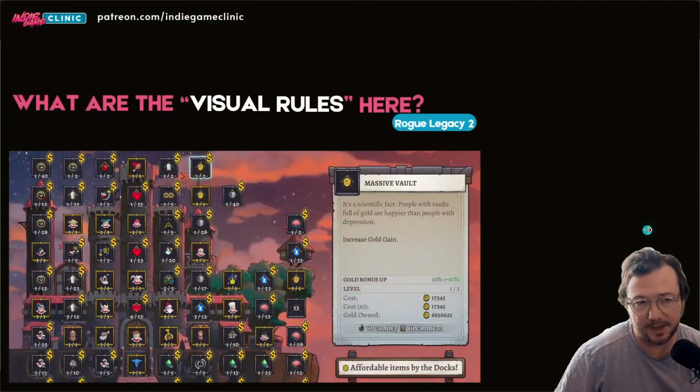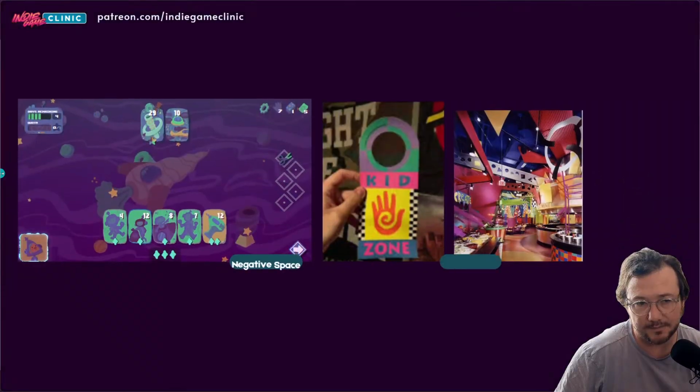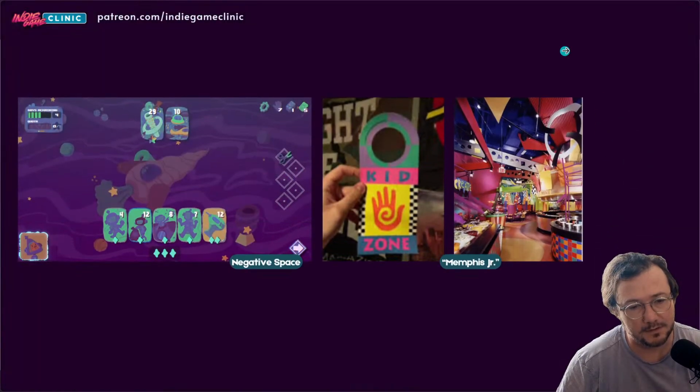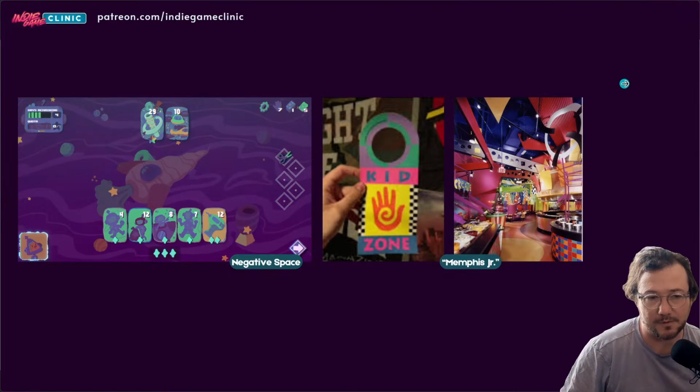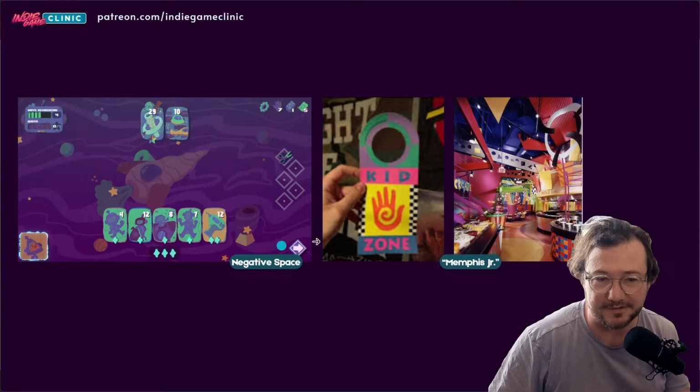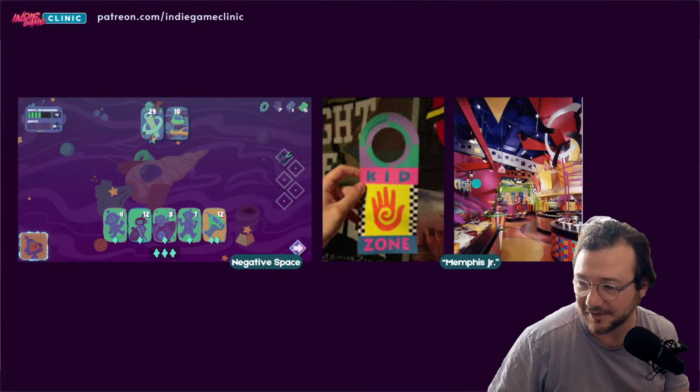Let's skip ahead a little bit to some examples from our Discord members. This is a nice example of taking a style that is evocative of something in the real world. So shout out to Papa Murph from our Discord, who is working on Negative Space, which is a really nice little deck builder. And I had to go and look up what this style was called.